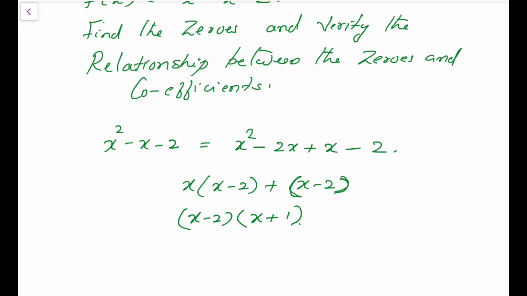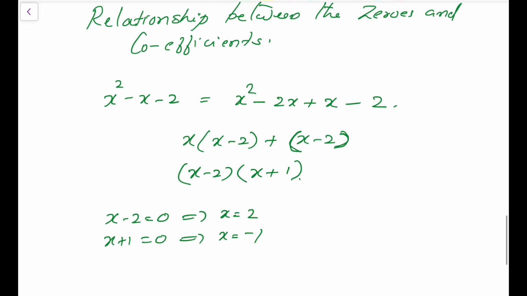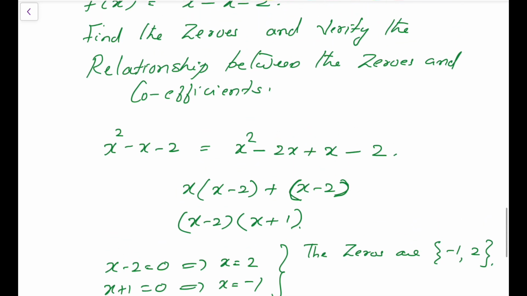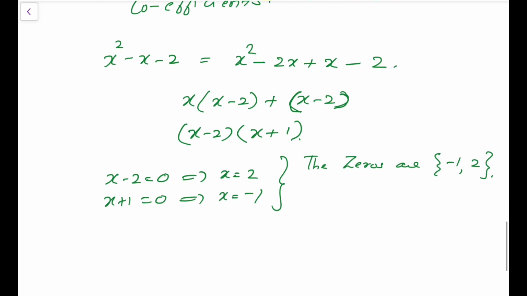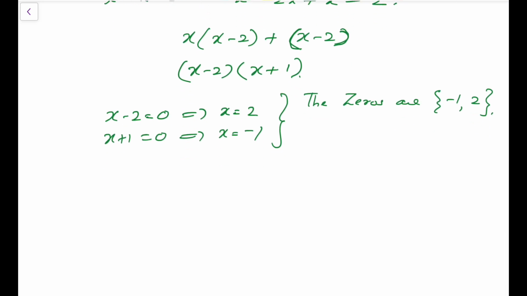Now to find the zeros, equate it to zero. So x minus 2 equal to 0, you will get x is equal to 2, and x plus 1 equal to 0, you will get x is equal to minus 1. So the zeros are minus 1 and 2. Now we have to verify the relationship between the zeros and the coefficients.